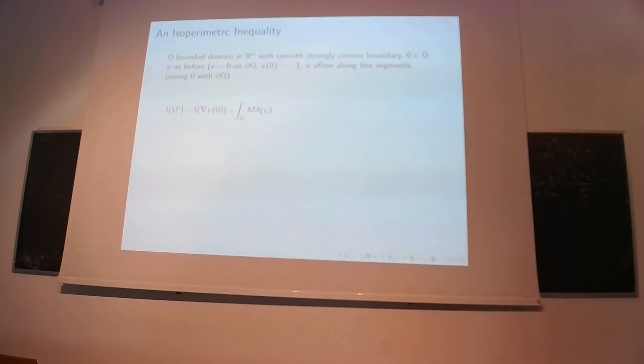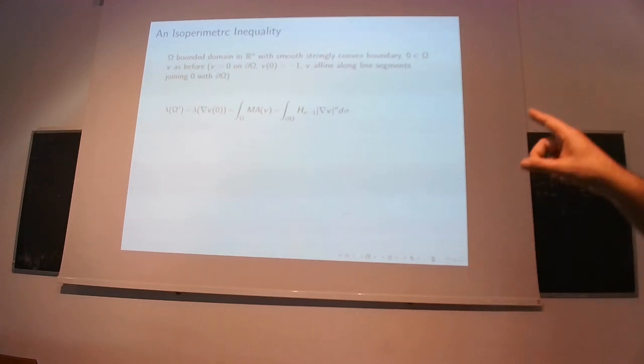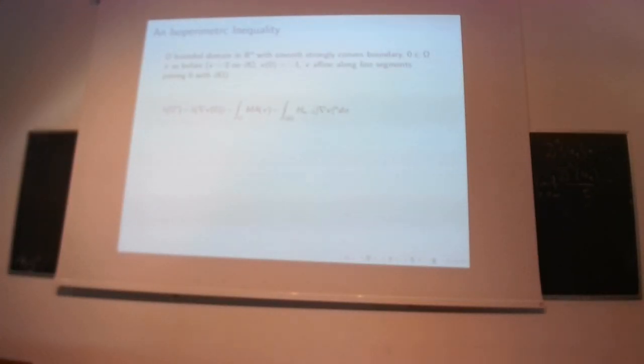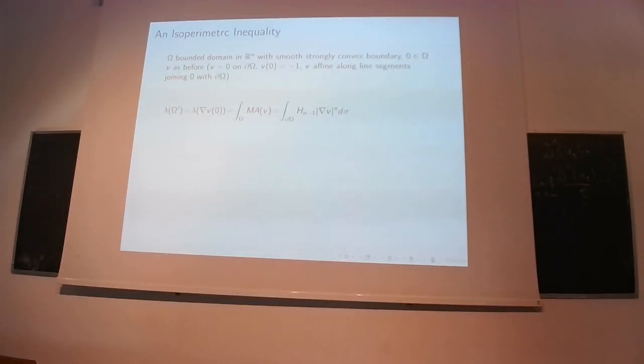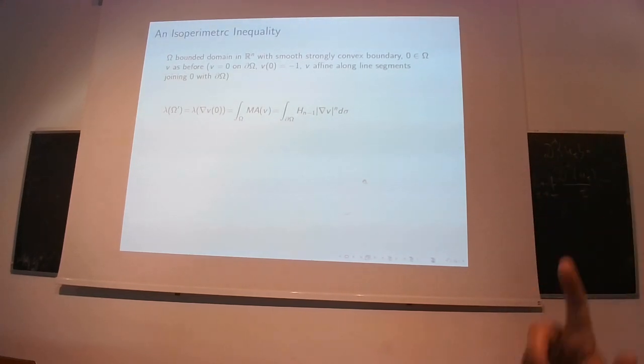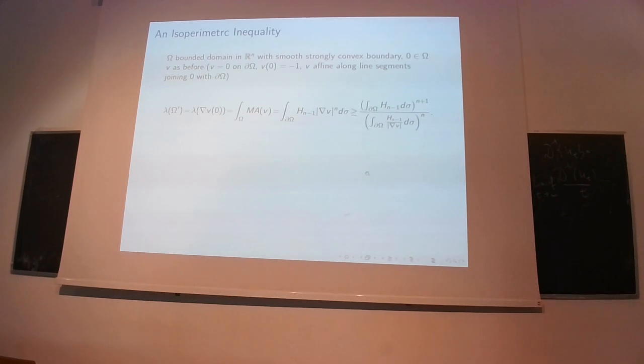So we know that the volume of the dual is equal to the Monge-Ampère measure, but you can integrate by parts. So really now, since this is smooth near the boundary, this integral is really equal to the boundary integral, and the H_{n-1} is precisely the Gauss curvature of the boundary, times the modulus of the gradient of V to the n. And now you apply Hölder's inequality.